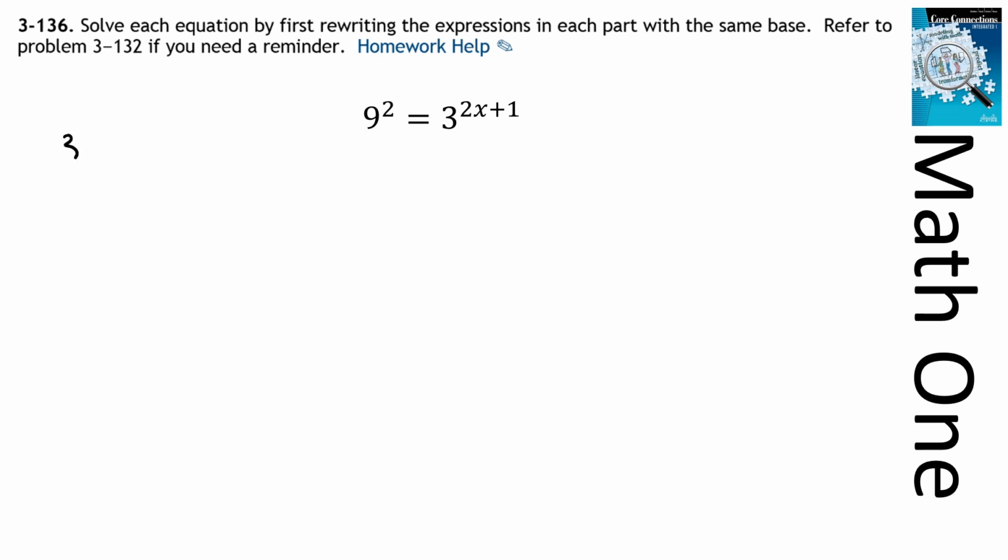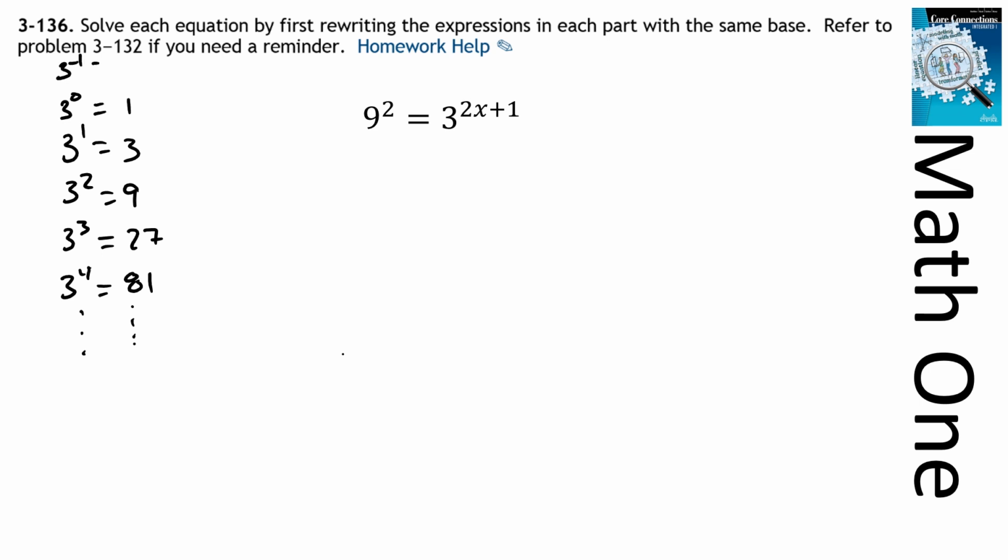But if I think about this, 3 to the first power is 3, 3 to the second power is 9, 3 to the third power is 27, 3 to the fourth power is 81. So I don't need to look any further than this, but there's more. In fact, I could go the other way. 3 to the 0 power is 1. 3 to the negative 1 power is 1/3. But I think the one that we need to focus on is 3 squared is the number 9.